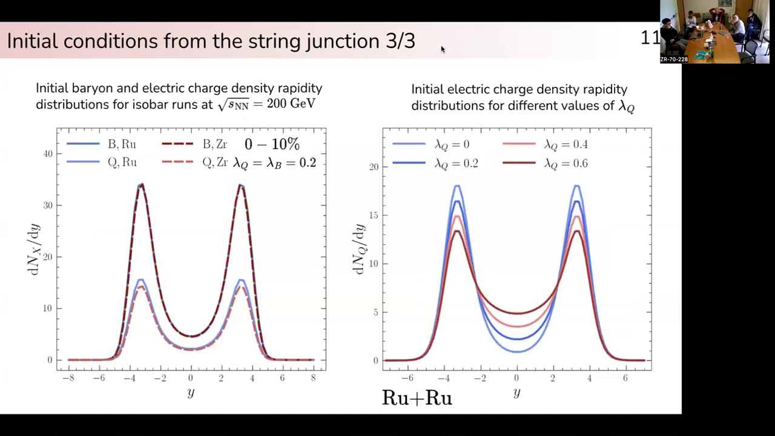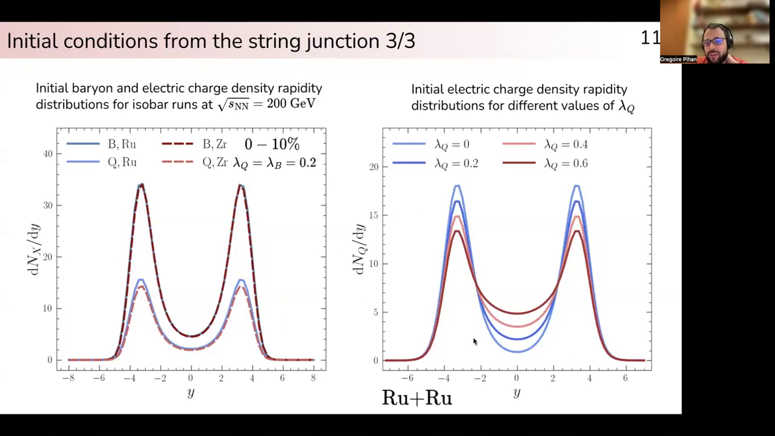So here is an example of what kind of initial conditions I get after doing all of that. And here, for instance, for the baryon number and the electric charge number distribution as a function of rapidity, for the case lambda Q equals lambda B equals 0.2 equals stopping. For the most central collision, we simply have this kind of curve. So basically, the number of baryons is close to the same, because both ruthenium and zirconium have the same A number, but they have a slight difference due to the difference in electric charge here.